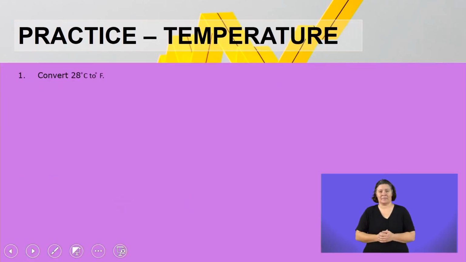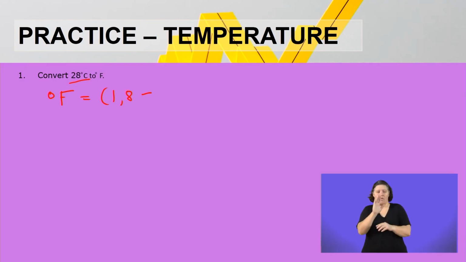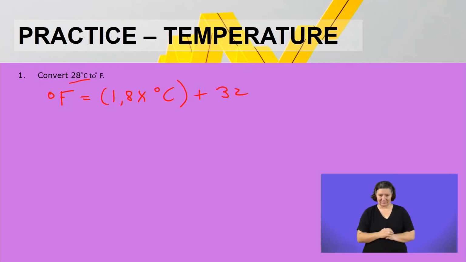Now, learners, we are moving to our last, and that's our temperature. So here I'm saying convert 28 degrees Celsius to degrees Fahrenheit. So what is the formula that we use? I'll say degrees Fahrenheit equals 1,8 multiplied by degrees Celsius, close bracket, plus 32. That's your step 1, your formula.